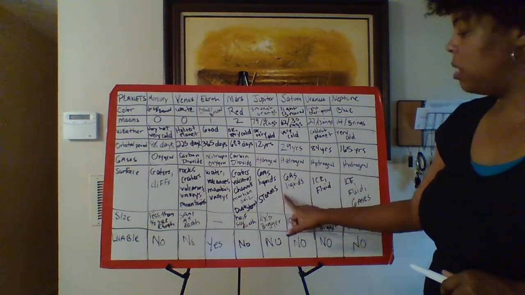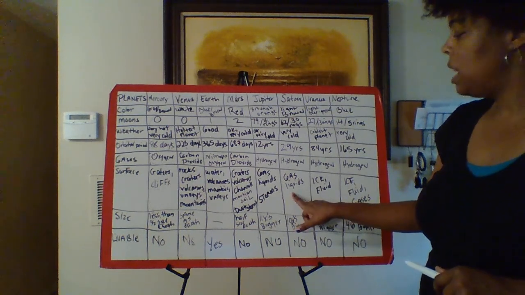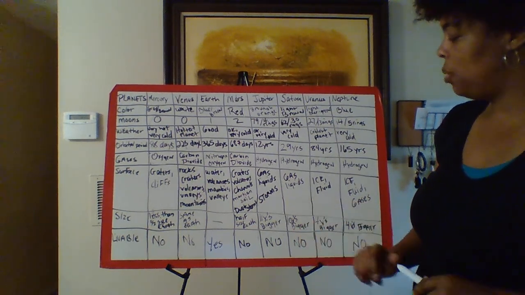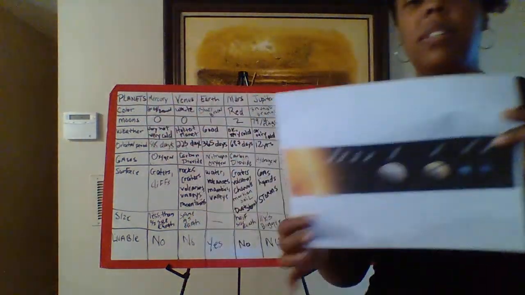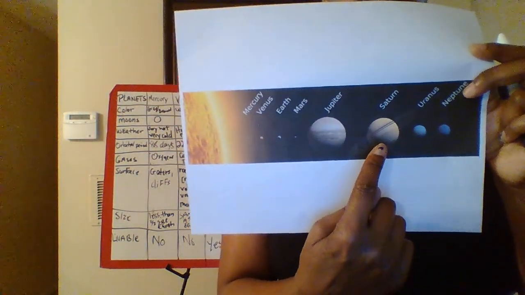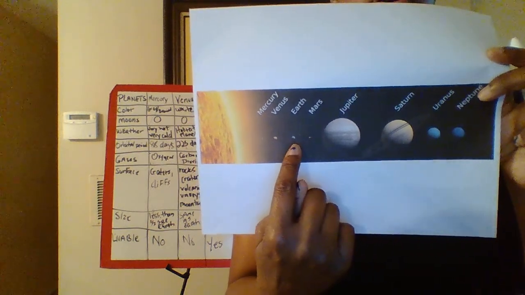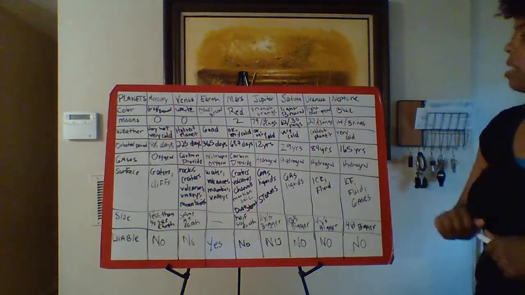And again, the planets are similar. So the surface, again, is gas and liquids. Doesn't really have a true surface. Jupiter and Saturn are close to the same size. Saturn is 10 times bigger than Earth. Jupiter is 11 times bigger. Saturn is 10 times bigger. All right. Now let's go on to Uranus.